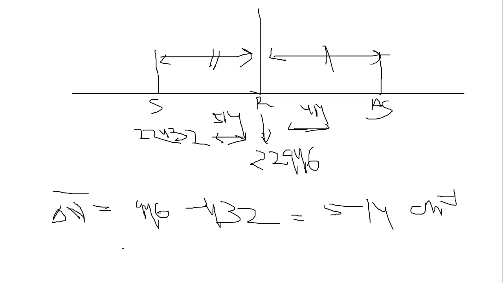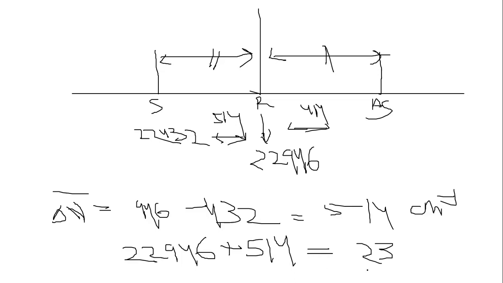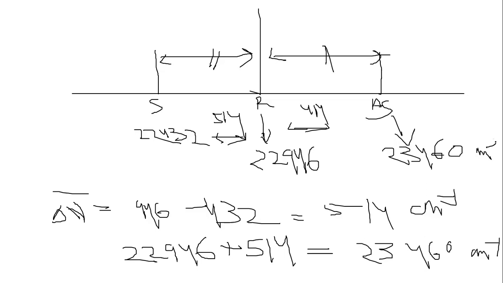So when you add 514 to the existing value of the Rayleigh line position, that is 22946, so 22946 plus 514, how much will it be? It will be 23460 centimeter inverse. So the position of anti-Stokes will be 23460 centimeter inverse, because the separation between Stokes and Rayleigh is equal to the separation between Rayleigh and anti-Stokes.